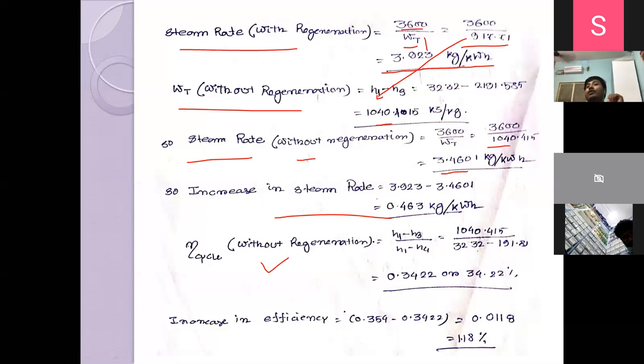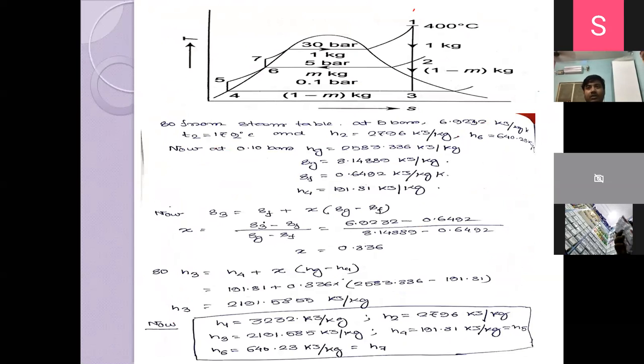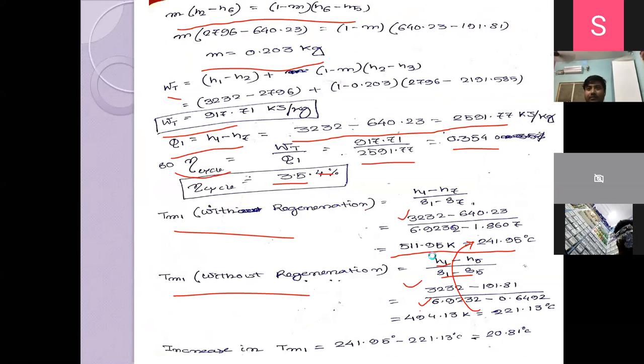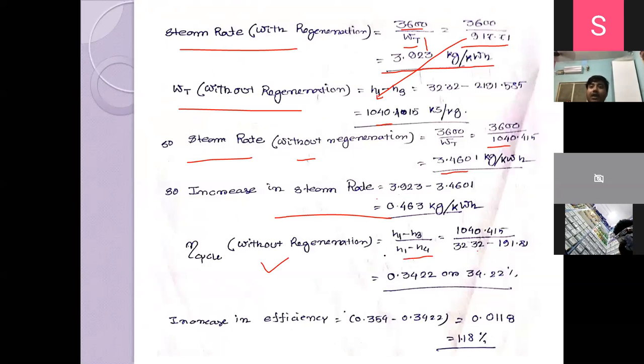Now let us move on to the efficiency without regeneration. Efficiency without regeneration will be H1 minus H3 by H1 minus H5, so H1 minus H3 by H1 minus H4. What is H4? H5 is same as H4. So without regeneration, it will come H1 minus H3 by H1 minus H4, which is 0.3422 or 34.22%.